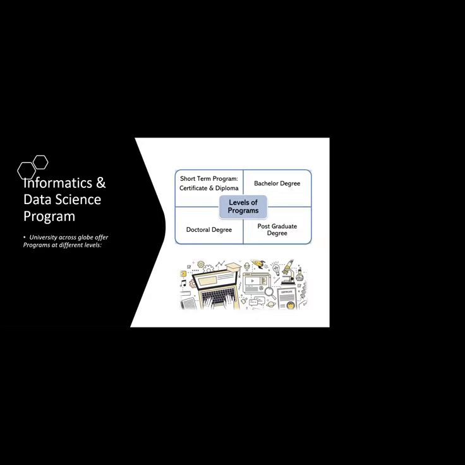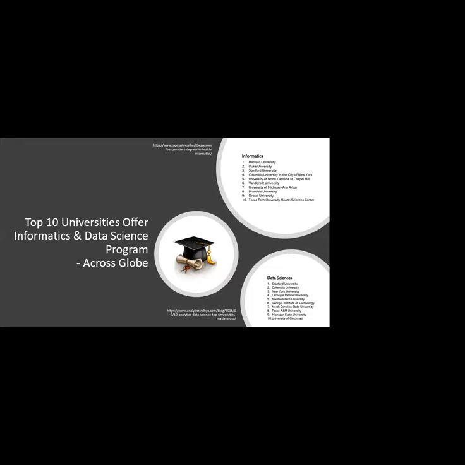And universities across the globe offer such programs at this level. These are the top 10 universities offering informatics and data sciences programs across the globe, as you can see on screen. You can even search through this link, or through any link. These are the top 10 universities in informatics and data sciences. They have different programs, bachelor's, master's, and doctoral degree programs, where they expect science graduates to come to their campus and learn these kinds of skills. And as I mentioned earlier, this is the demand of the present industry, because they have data, they do not know what to do.